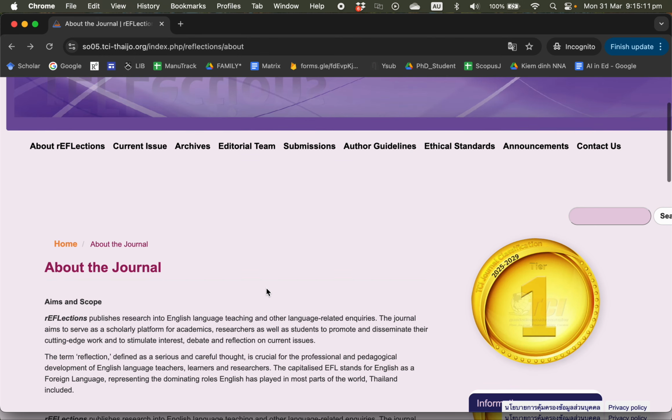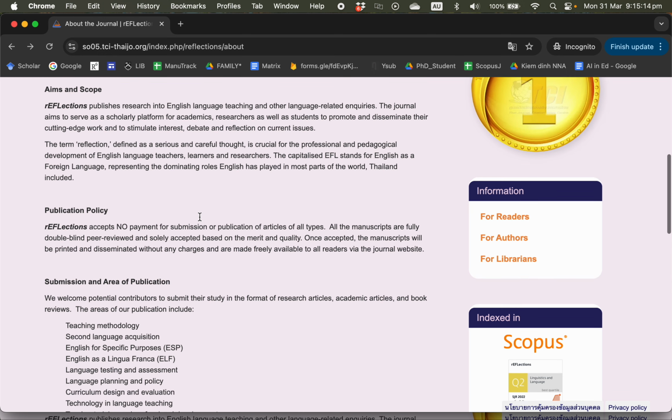All right. Now, in the About page, the journal often also talks about the publication policy or frequency. It depends, and this one says Reflection accepts no payment for submission or publication of any type. It means it doesn't require you to pay anything, which is a good sign. Okay, double-blind peer reviewed, and merit and quality. Often double-blind peer review is desirable because it's fair and it helps academic integrity.